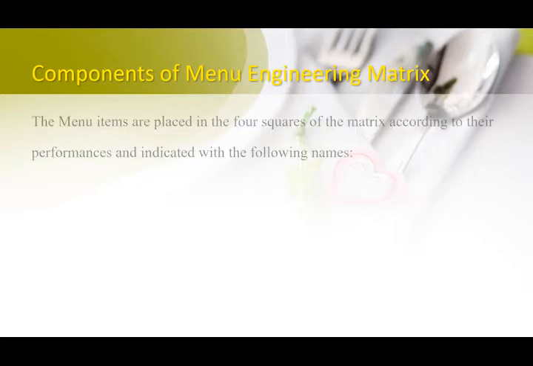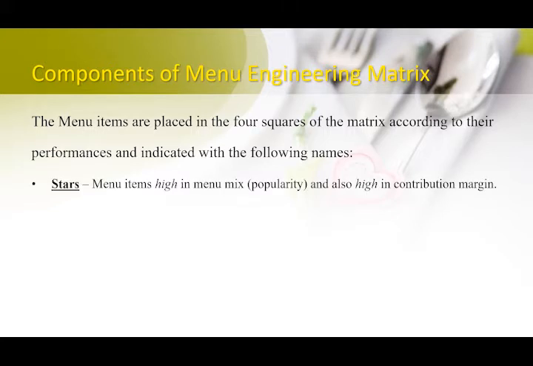Let's begin with the first objective, that is components of menu engineering. In the previous video, you must have seen different components of menu engineering metrics. What are they? They are as follows. The menu items are placed in 4 squares of menu metrics according to their performance and indicated with the following names. The first is the stars.